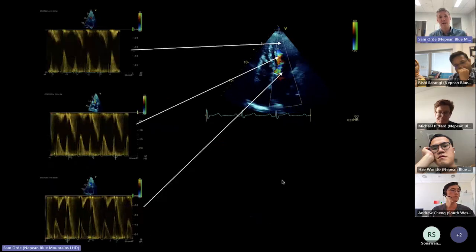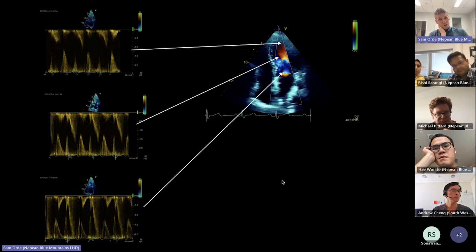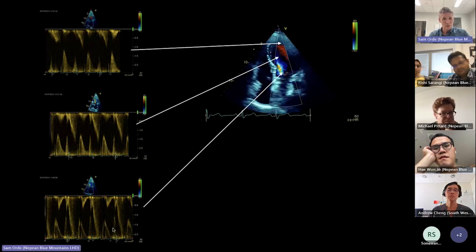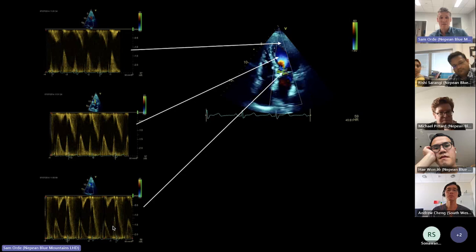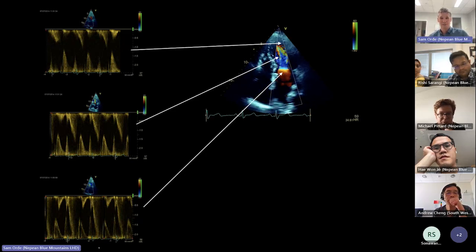So what we can use then is pulse wave Doppler at different places along that continuous wave Doppler line to try and determine where the sites of obstruction are. As you can see here, the maximum site of obstruction is probably at the LVOT area. It's got aliasing happening because the peak goes off the end of the pulse wave Doppler trace.